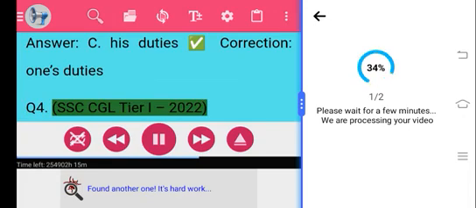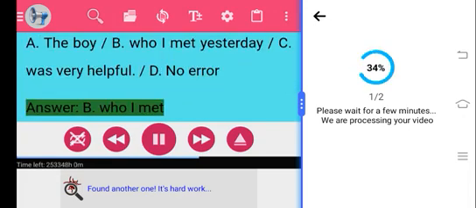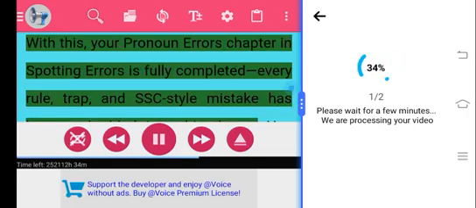Q4, SSC CGL Tier 1 2022: The boy B who I met yesterday, C was very helpful. D no error. Answer: B, who I met. Correction: whom I met, since whom is the object of met, use whom.